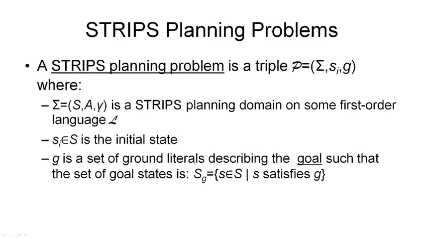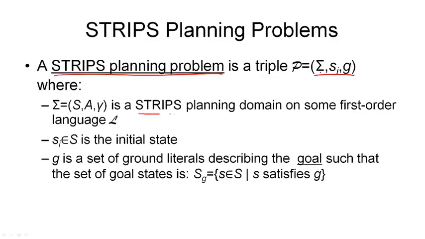Now, with the formal definition of a STRIPS planning domain, we can define a STRIPS planning problem. A STRIPS planning problem is a triple consisting of three components, and these are given here. This is, of course, the state transition system that we're looking at. This is the initial state, and that is the goal. So what are these formally?